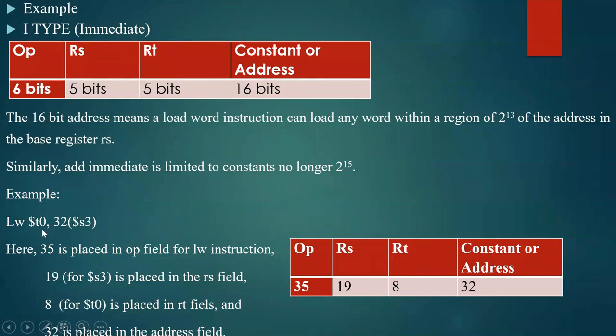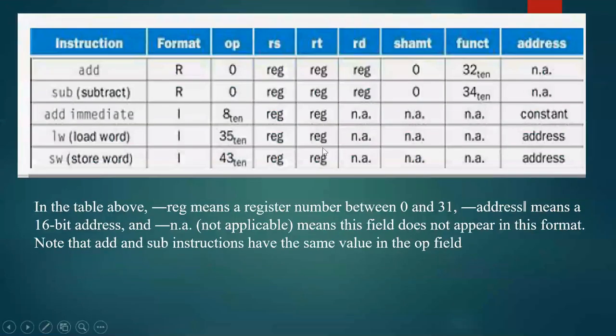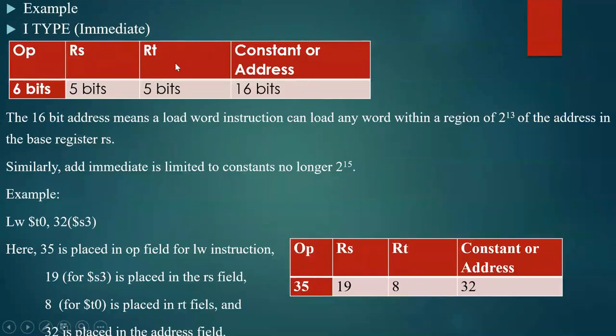For example, lw $t0, 32($s3). This is an example of load word for I type. How is it going to be placed in these fields? For load word, the opcode is 35. How are we getting this 35? We are getting it from this particular table. See here, if it is load word, then in the opcode column you put 35. RS is where the result is stored, and RT and RD are source registers. So here you have one source register and one destination register. That is 5 bits plus 5 bits plus 6 bits, and the remaining 16 bits are for the address.